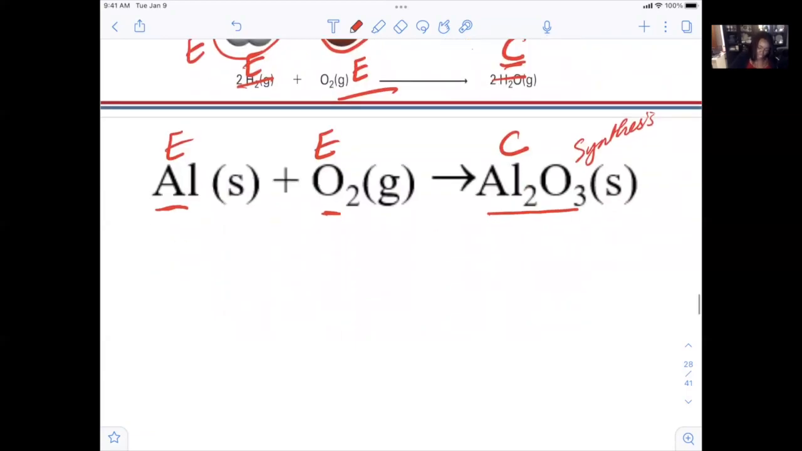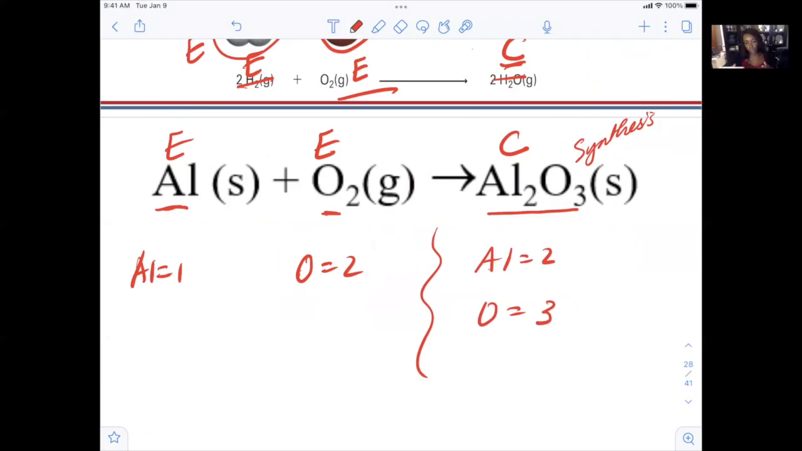Now we're going to balance this. So to balance, I have one Al. I have O, which is 2. Al, I got 2 here. O, I got 3. I have to write these vertically once again because they're in the same compound. So let's see. Do you want to balance the Al first? Sure, why not? Multiply the left Al by 2. We got 2 here. Al's balanced.